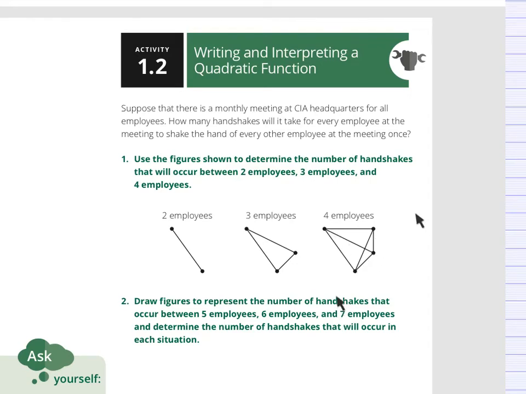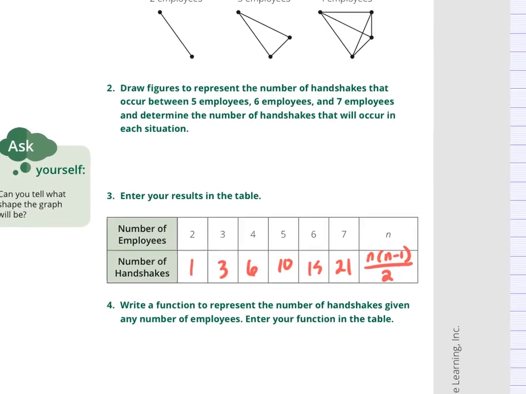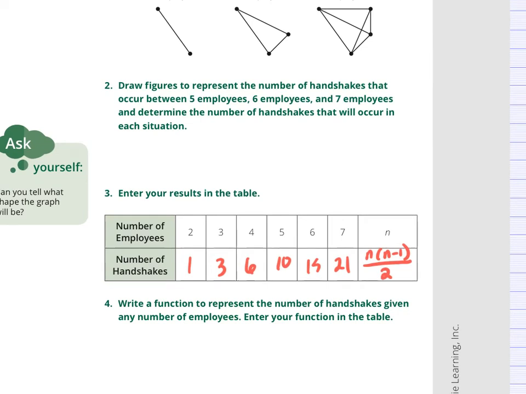Number 2 says to draw a figure to represent the number of handshakes that occur between 5, 6, and 7 employees. And I went ahead and put that data down here at the bottom to try to save a little bit of time on this video because it's already getting really long.